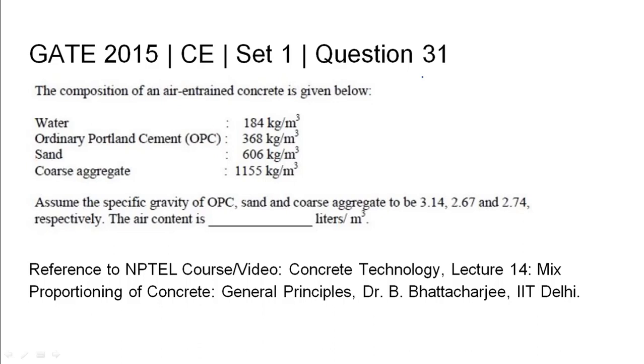GATE 2015 Civil Engineering Set 1 Question 31. The composition of an air entrained concrete is given below. Water is 184 kg per meter cube. Ordinary Portland cement is 368 kg per meter cube. Sand is 606 kg per meter cube and coarse aggregate is given as 1155 kg per meter cube. Assuming the specific gravity of OPC, sand and coarse aggregate to be 3.14, 2.67 and 2.74 respectively, the air content needs to be found in liters per meter cube.